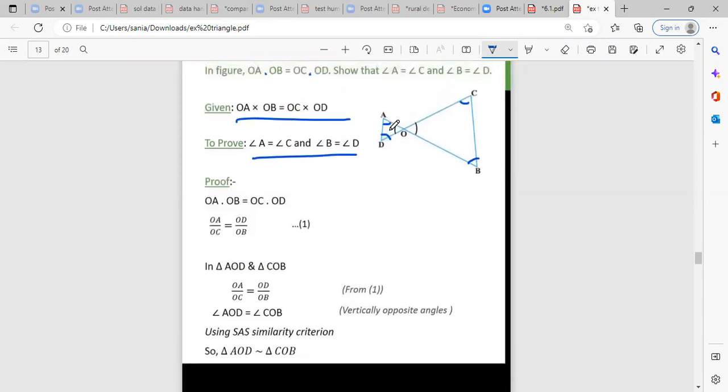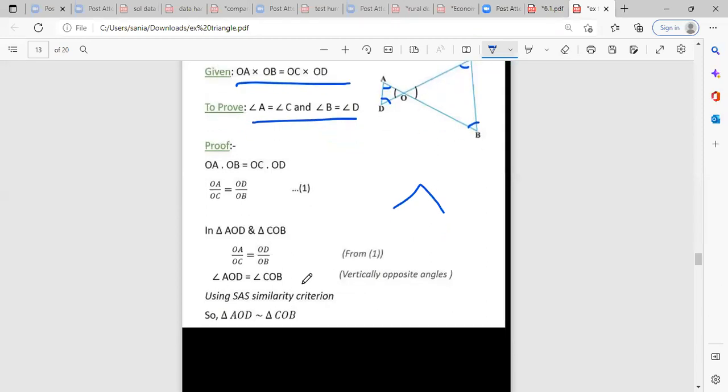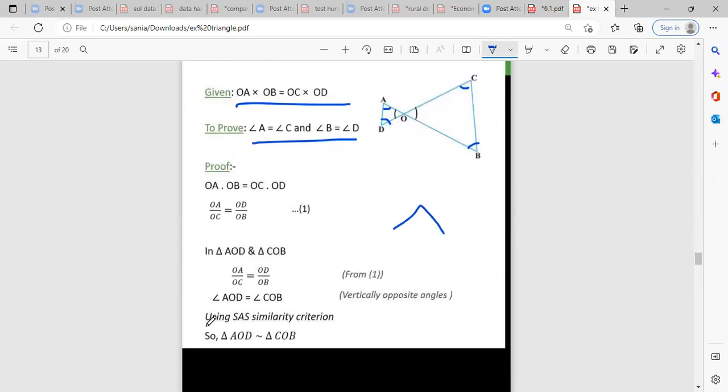So let's take this triangle and triangle COB. This OA divided by OC, OA and the part of OC, and OD of this and OB of this. Getting the point? For example, this line is forming the triangle. So this one is equal to this one divided by this one. So if you know that, then you can say that this angle is equal to this angle, because you know this, so that means this is parallel to this pair.